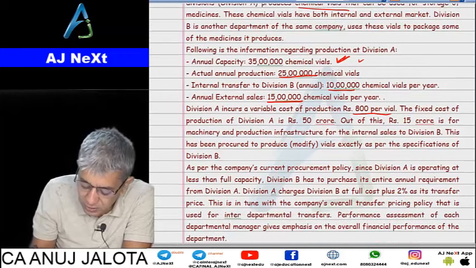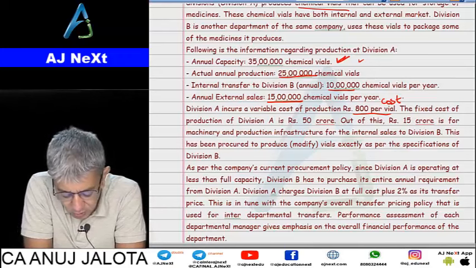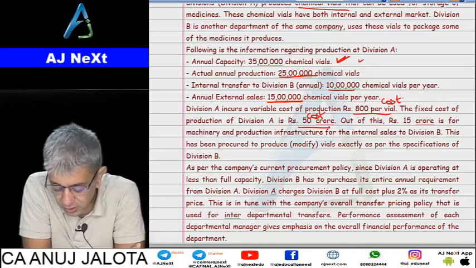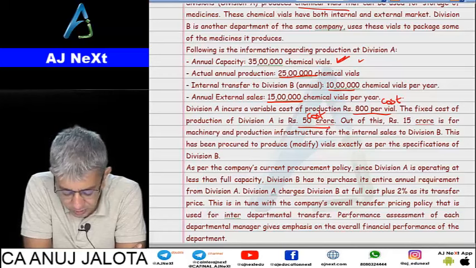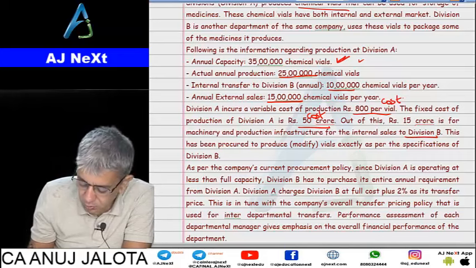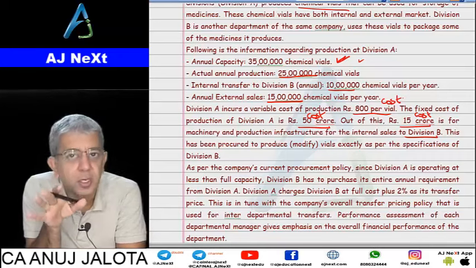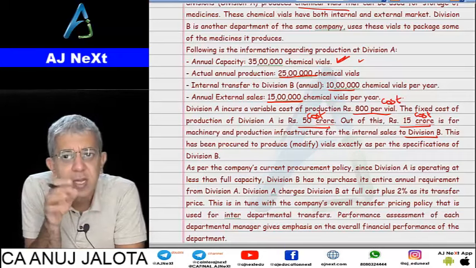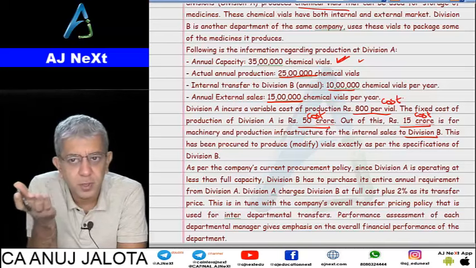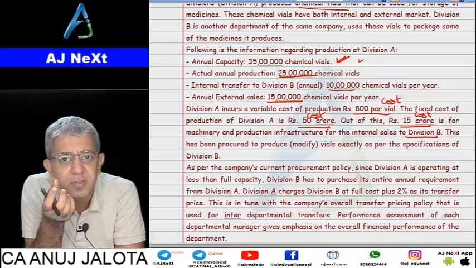Wherever cost is coming, just write down cost over there so we can identify it. Fixed cost of production of Division A is 50 crores. Again, this is cost only. Out of this, 15 crores is for the machinery and production infrastructure for internal sales. This is also cost, of 15 crores. So 50 crores is the total fixed cost of Division A, and out of that, 15 crores is a special investment made only to produce for B, meaning whatever you produce for B. It might be that we are producing those containers, but for B we have some kind of modification or something.